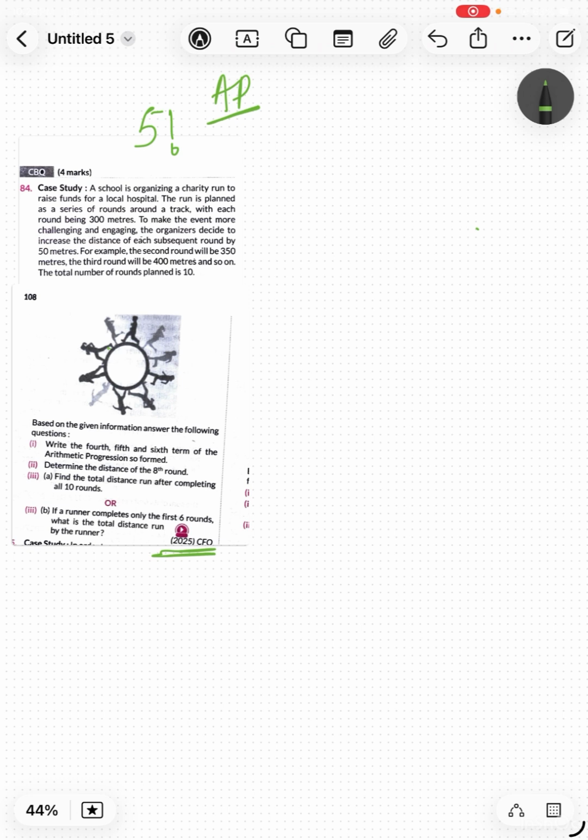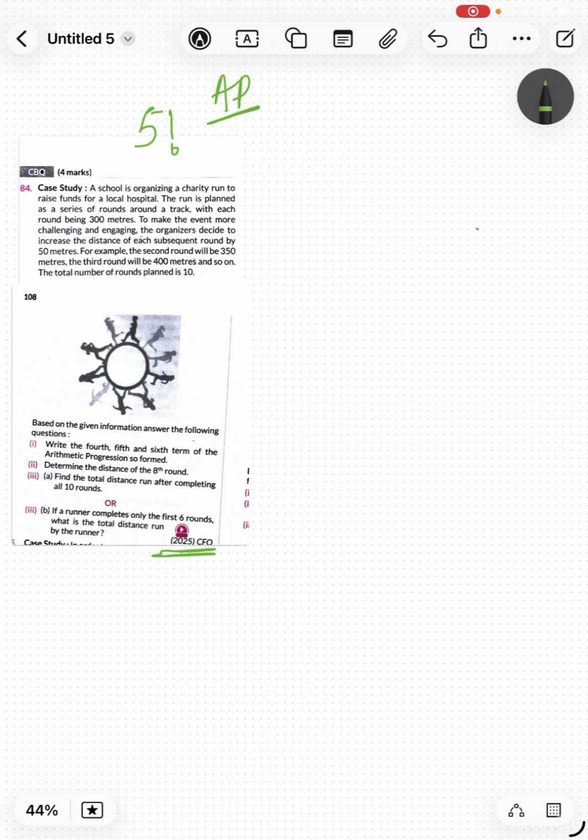A school is organizing a charity run to raise funds for a local hospital. The run is planned as a series of rounds around a track, with each round being 300 meters. To make the event more challenging and engaging, the organizers decided to increase the distance of each subsequent round by 50 meters. For example, the second round will be 350 meters, the third round will be 400 meters, and so on. The total number of rounds planned is 10.